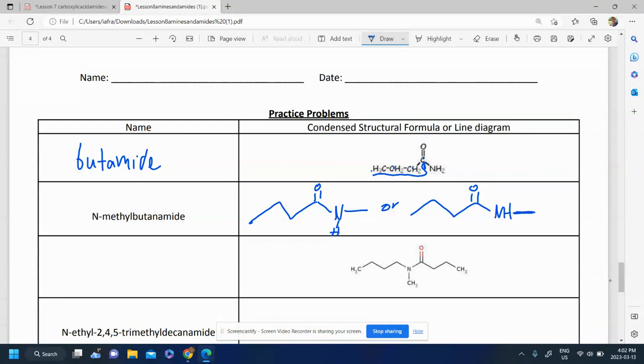Okay, let's take a look here. Here we have our longest chain that contains the amide group. It's over here. So that's a 1, 2, 3, 4. So it's a butanamide again, but this time we have some substituents on the N. We have a methyl and we have a 1, 2, 3, 4. So we have an N-butyl, N-methyl, and then 1, 2, 3, 4, butanamide.